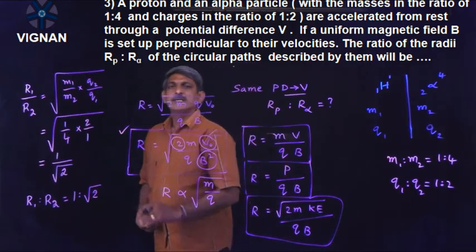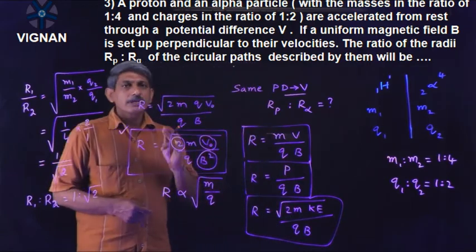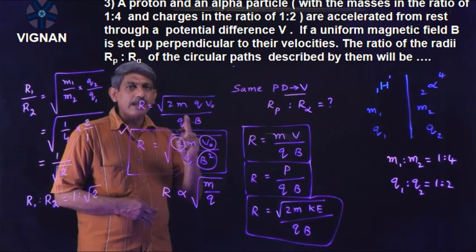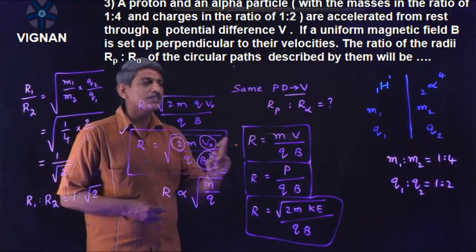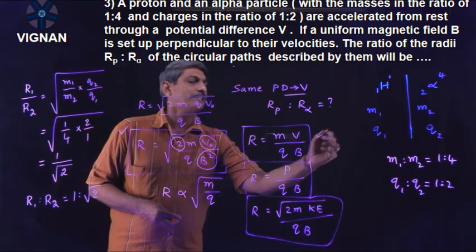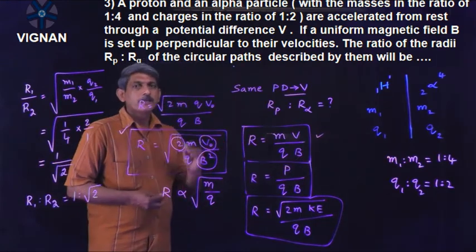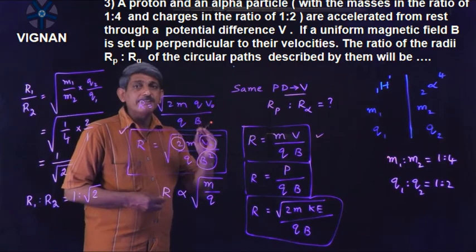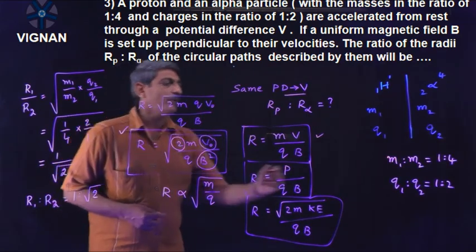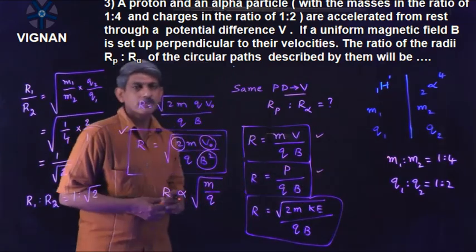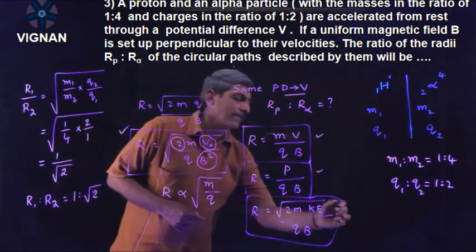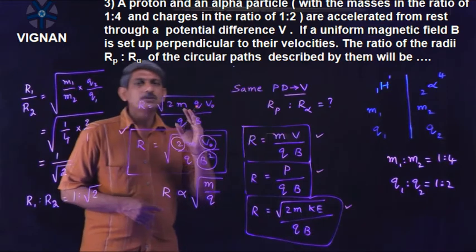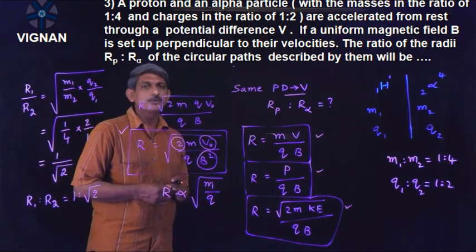Okay? If the two particles are moving with the same velocity, we have to select the equation such that there must be the velocity term. In that case, we select this equation. If both the particles are moving with the same momentum, then we have to select this equation. If both the particles are moving with the same kinetic energy, then we have to select this equation to compare the radii of the two particles.